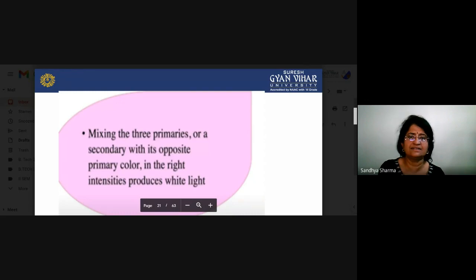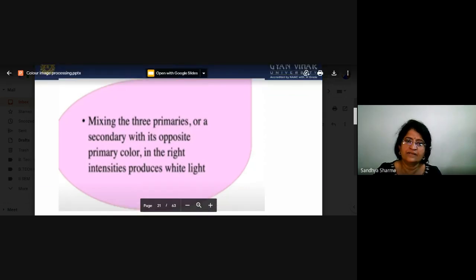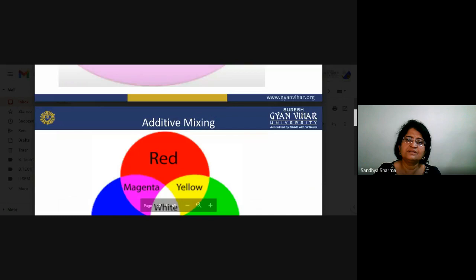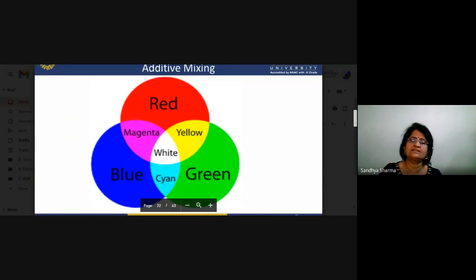Now we will see that mixing the three primaries, or a secondary with its opposite primary, in the right intensity produces white light. So if you mix the three primary colors, or a secondary with its opposite primary color, that produces white light. Basically, white light is a mixing of red, green and blue in proper weightage.